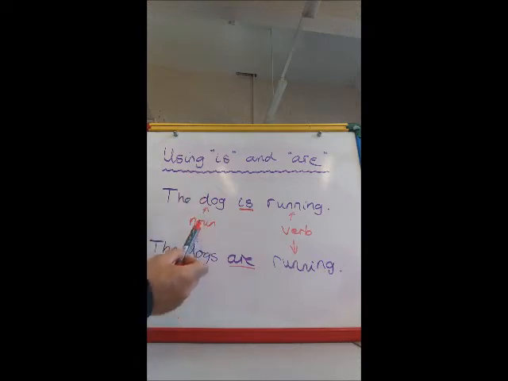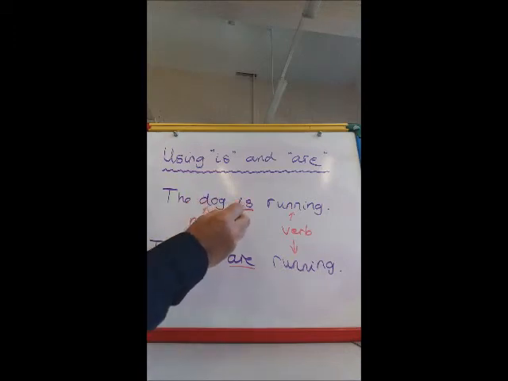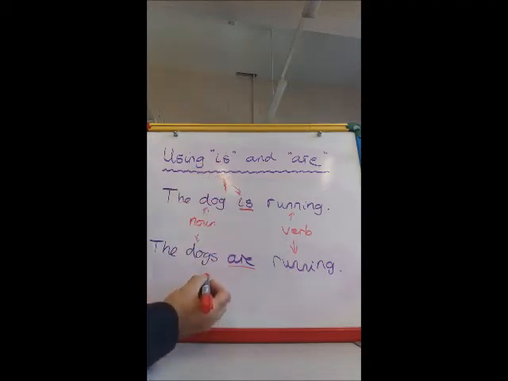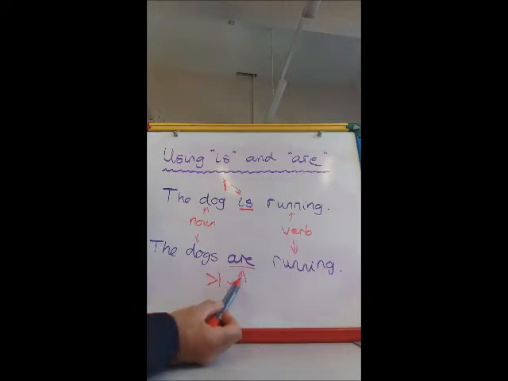Then once you've decided it's the dog or the dogs, you've got to decide how many. If it's just one, then you use the word "is". And if it's more than one, then you use the word "are". Okay, so we've got more than one, mathematical symbol for more, by the way. More than one, then we use the word "are". Simple as that.